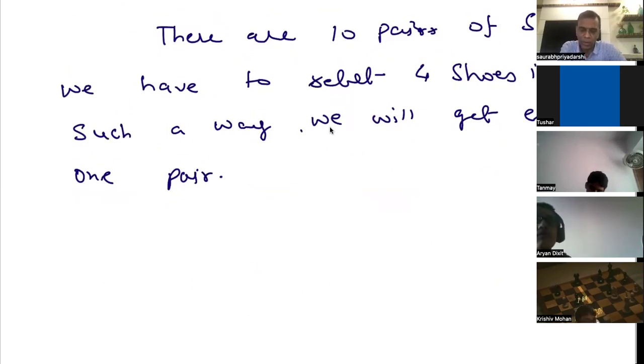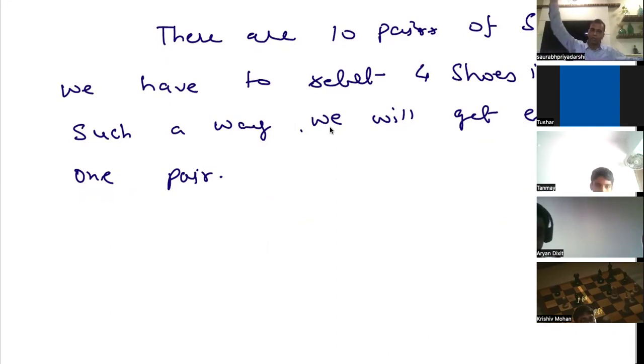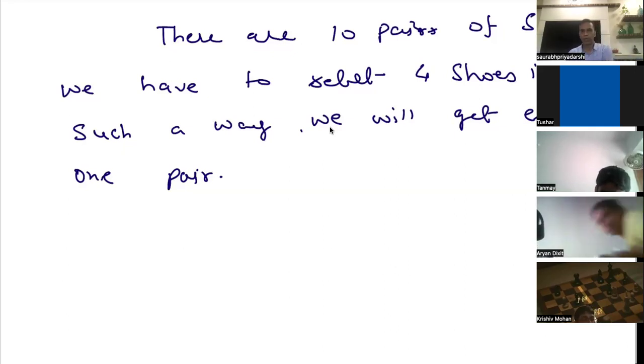This one, now 10 pairs of shoes means you have 20 shoes. Out of these 20 shoes, we have to select 4 shoes, all at a time, right? All the 4 shoes we have to select all at a time. We have to get exactly one pair. Take your time. Tanmay, take your time, right? You have 2 to 3 minutes. Take your time, everyone.